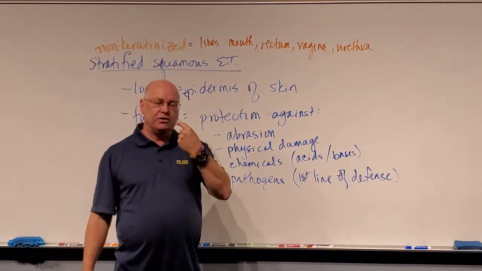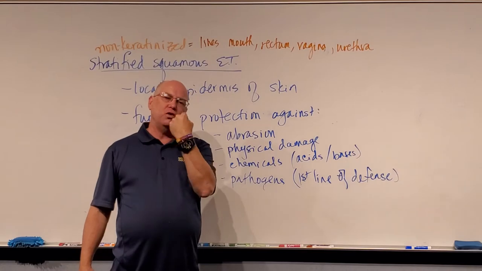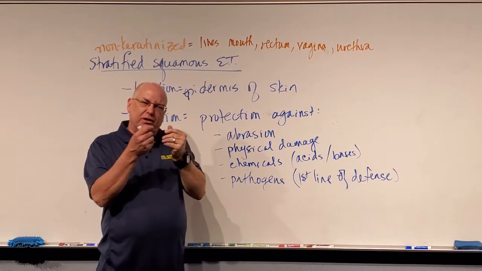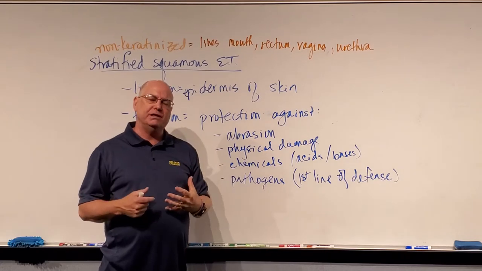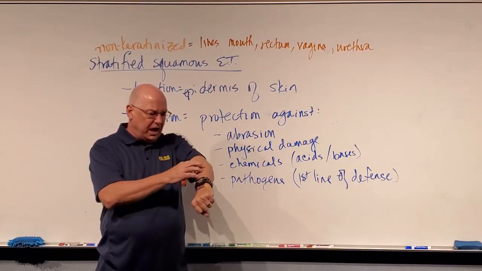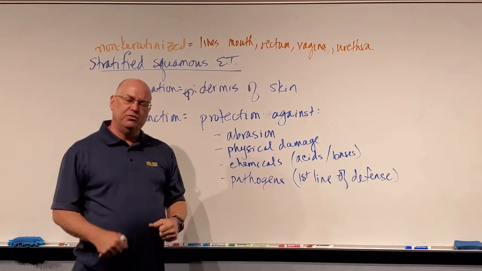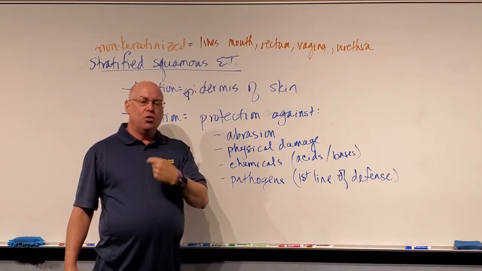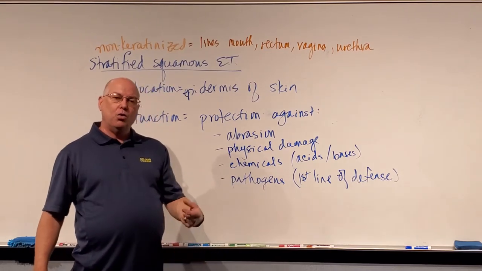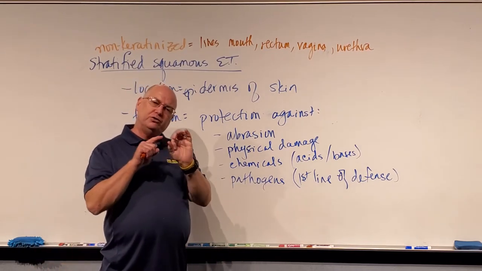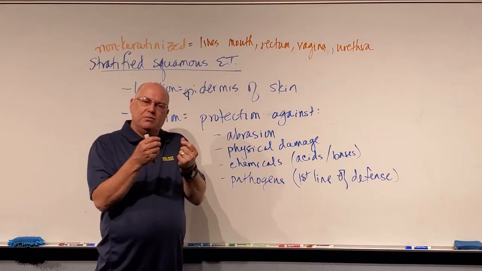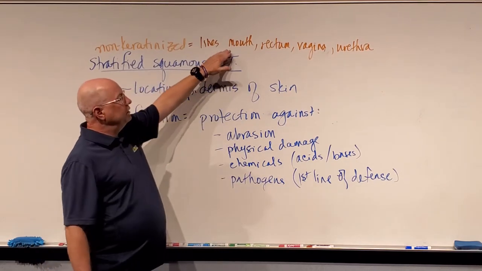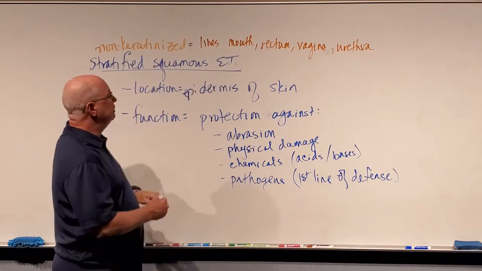So if I stick my finger in my mouth, there's stratified squamous lining the walls, but it's non-keratinized and it's very moist. Keratin is a protein in skin that makes it very tough and dry and somewhat rigid. It's not keratinized stratified squamous in our mouth or in the rectum or in the opening of the vagina or the urethra where urine comes out. We want those membranes not dry and crispy and hard. That would be very uncomfortable and itchy. We want that stuff moist, so it's non-keratinized.